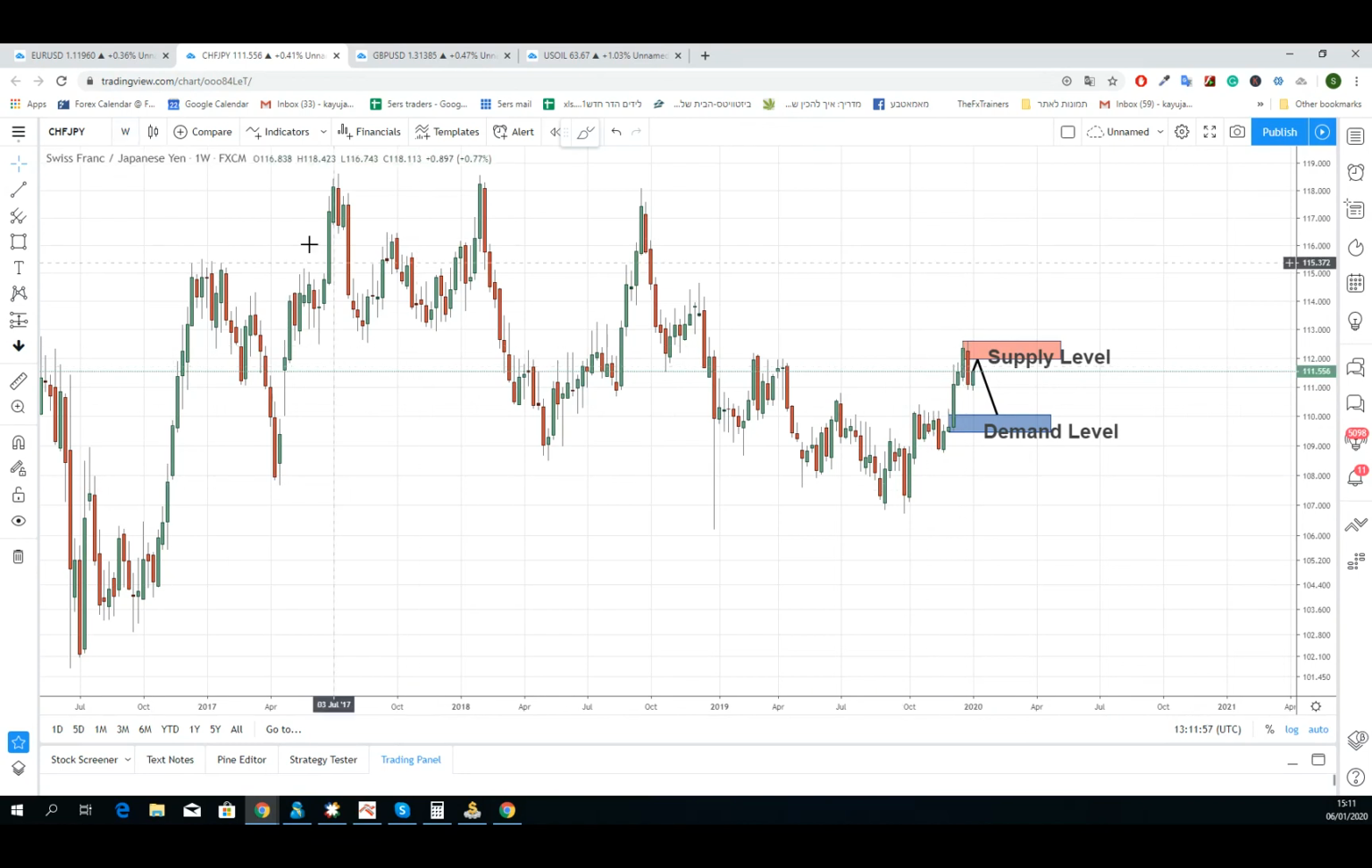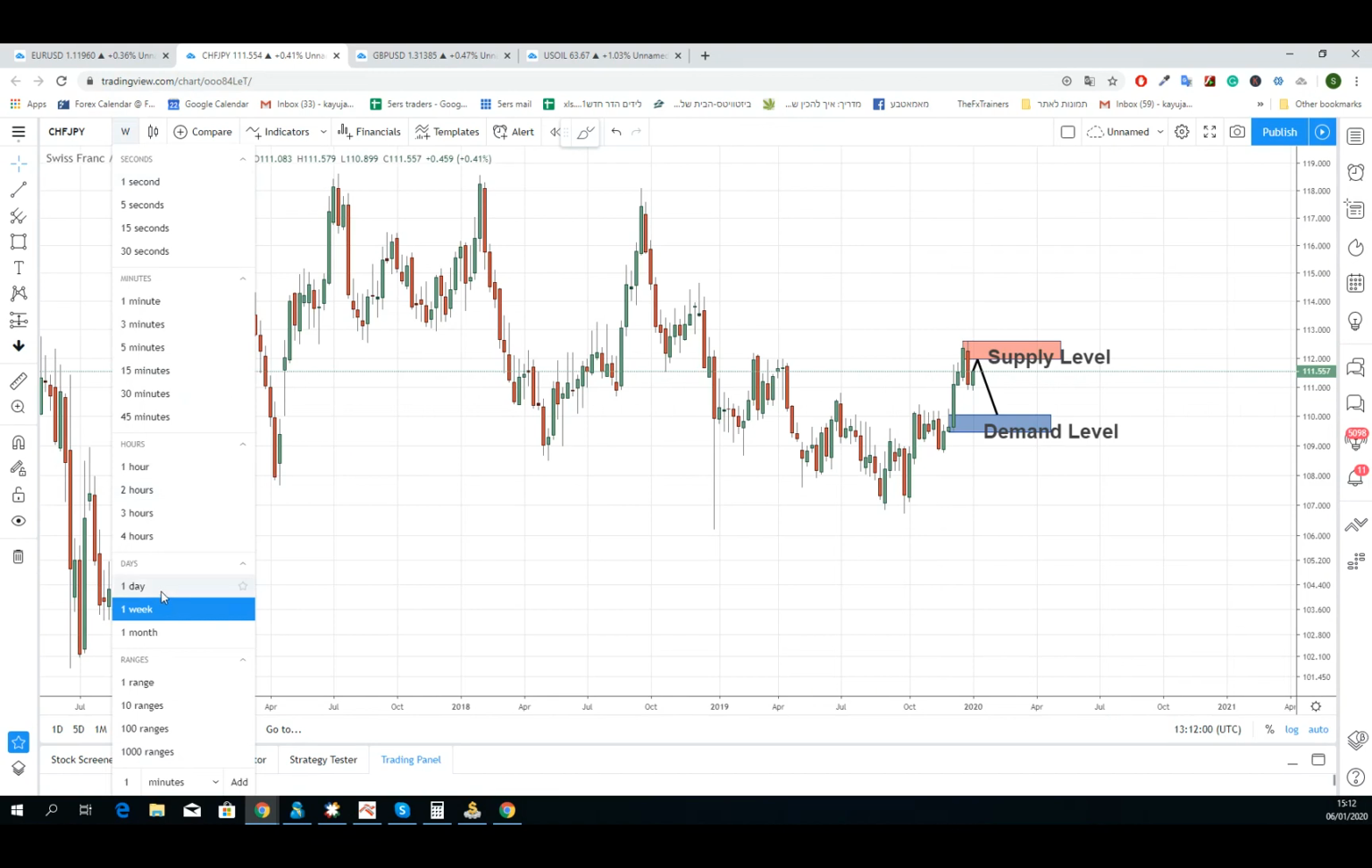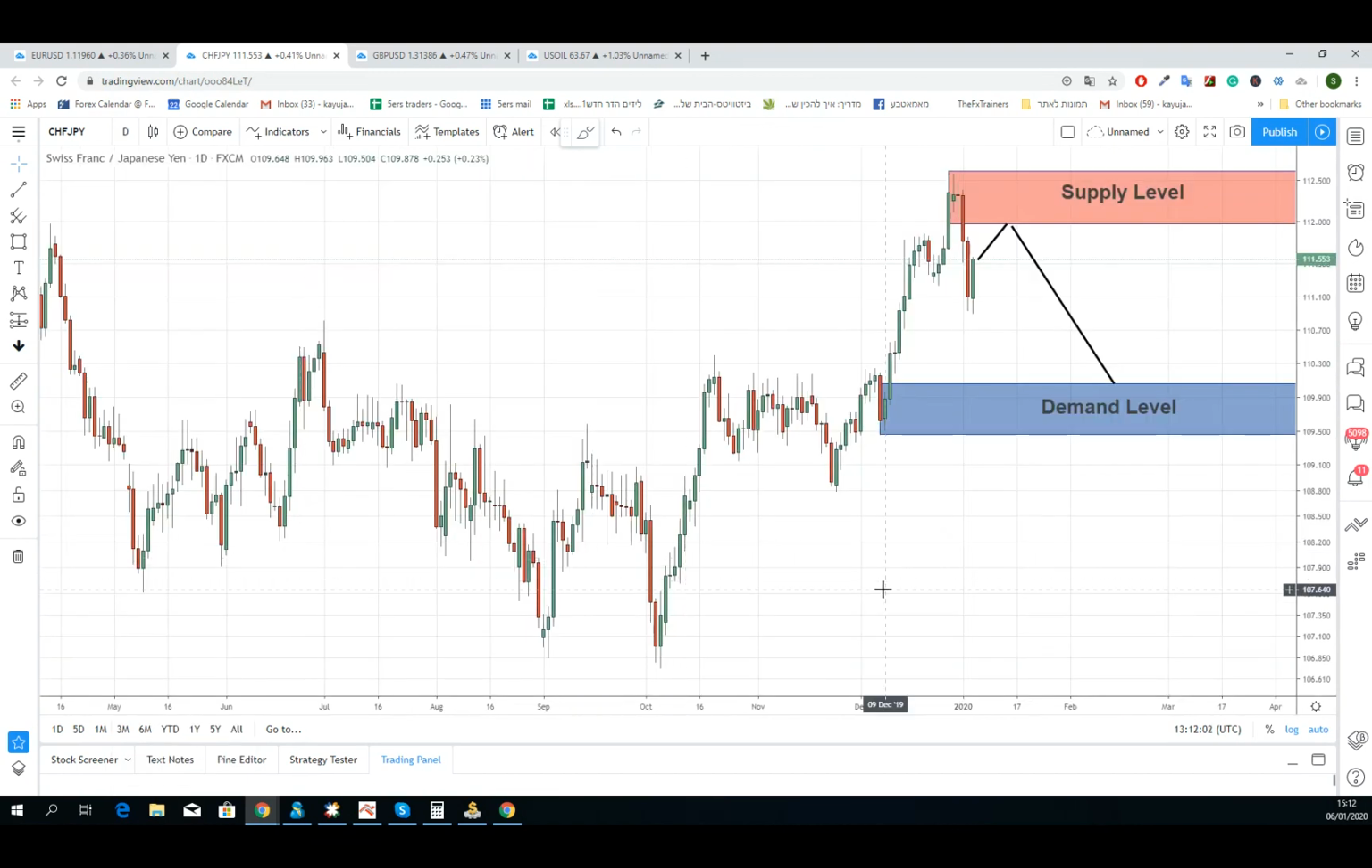So I'll definitely consider, let's go back to the daily chart, I'll definitely consider buying at this level also. But first of all, I'll wait here at the supply above to sell. Again, Quasimodo pattern. For some of you who don't know this pattern, I suggest you look for this pattern and learn it, because it's a very powerful and reliable one.